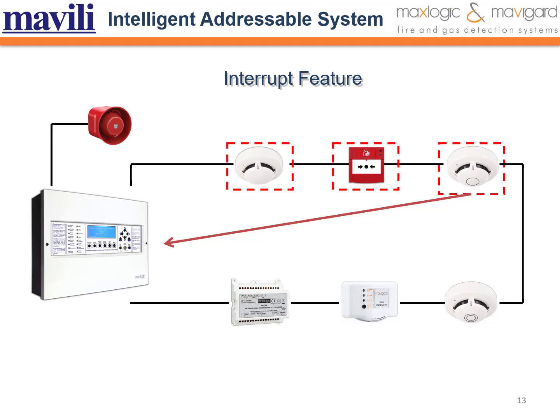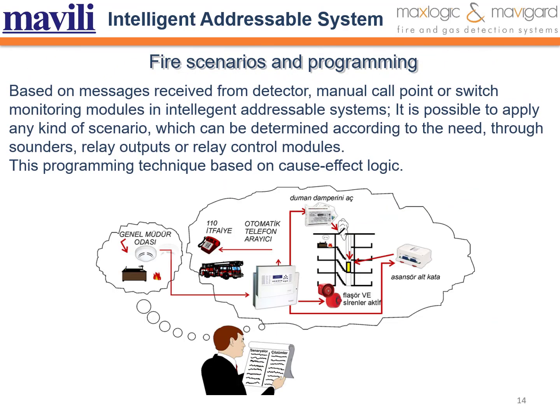Fire scenarios and programming. Based on messages received from detectors, manual call points, or switch monitoring modules, in an intelligent addressable system it is possible to apply any kind of scenario which can be determined according to the need through sounders, relay outputs, or relay control modules. This programming technique is based on cause-effect logic.